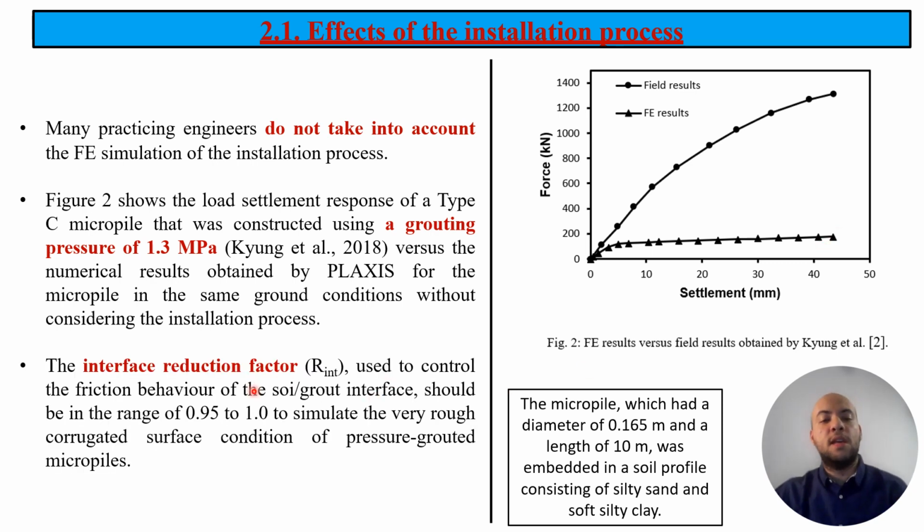Keep in mind that the interaction reduction factor, which is used to control the frictional behavior between the soil and the grout, should be in the range of 0.95 to 1 to simulate the very rough surface condition of the micropile.